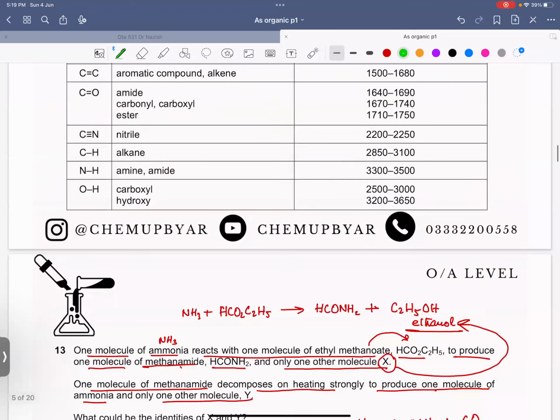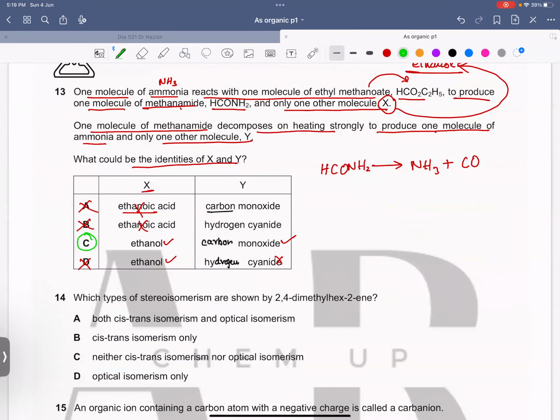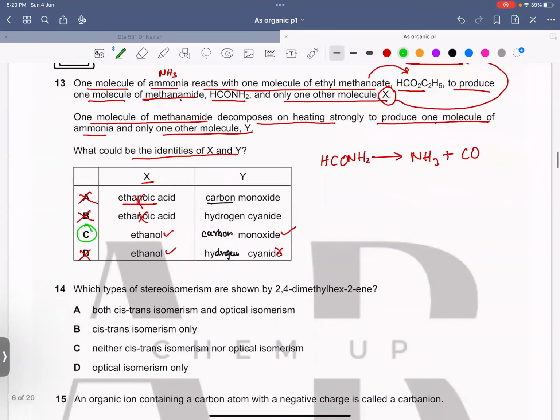Is question number 13 clear to everyone? Now, question number 14.